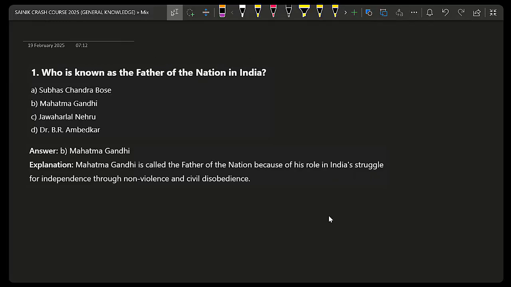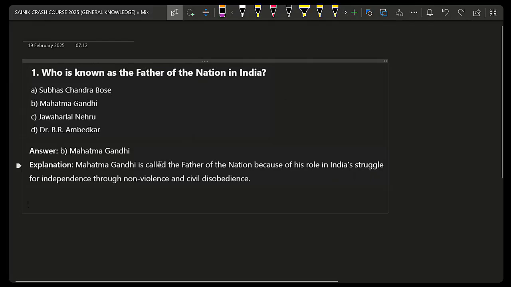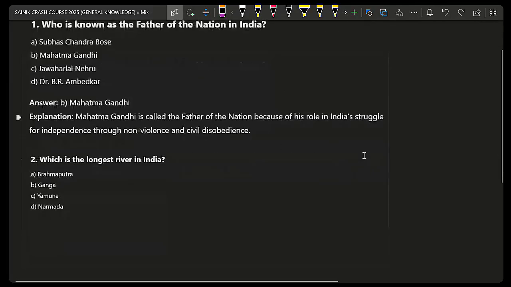Okay, let's go to the next question. The second question is also a very simple question. Which is the longest river in India? Option A, Brahmaputra. Option B, Ganga. Option C, Yamuna. And option D, Narmada. Participate in the poll again.